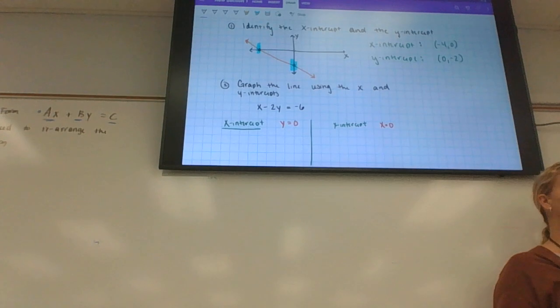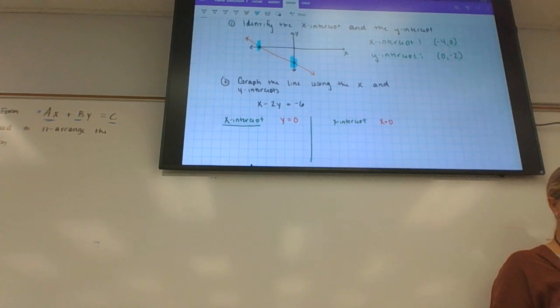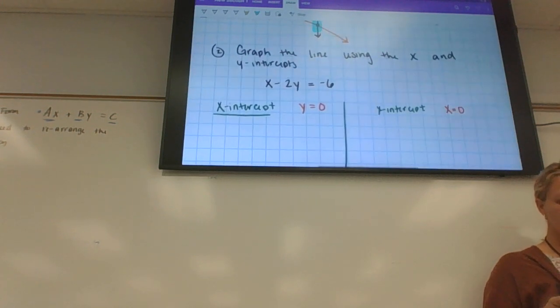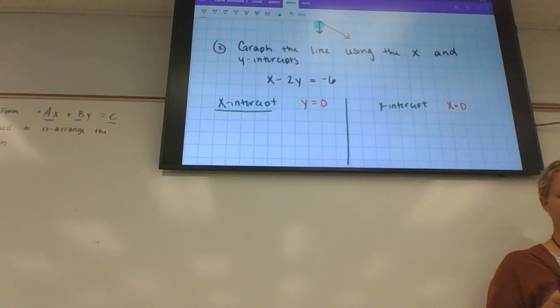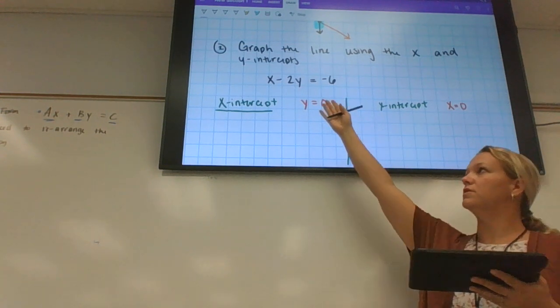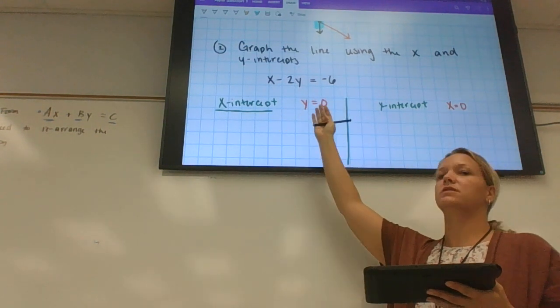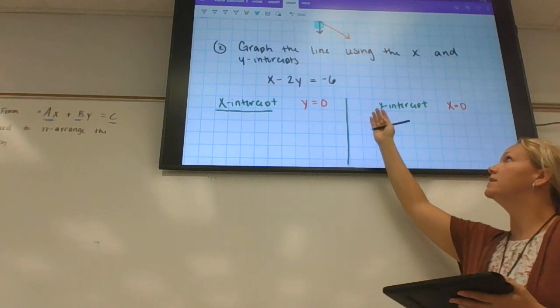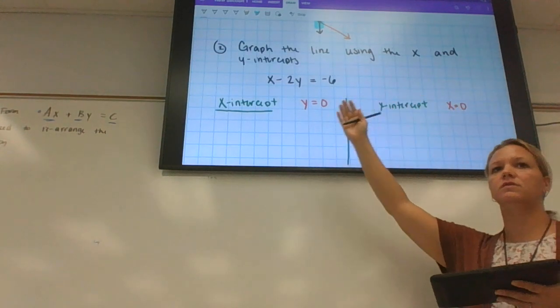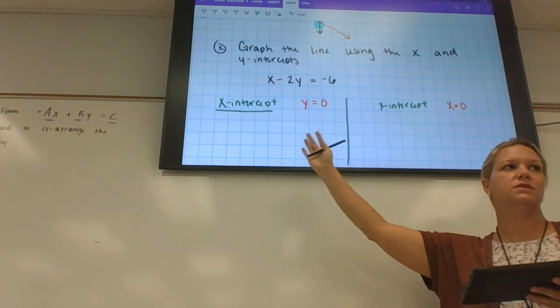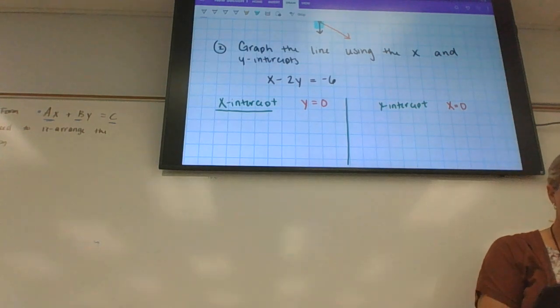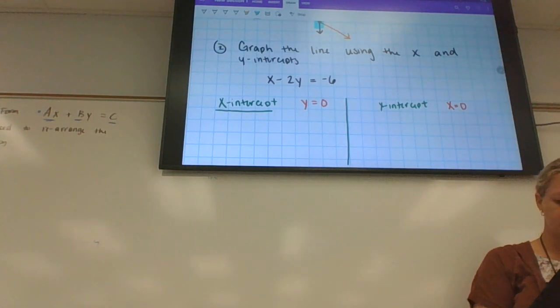So when your brain reads intercepts, it has to think zeros. That has to be memorized going into the problem. So to graph the line using x and y intercepts, and you don't know what they are, you have to know, well, at the x-intercept, y is 0, and at the y-intercept, x is 0. So you have to set this problem up. This isn't given to you. So you use the given equation.